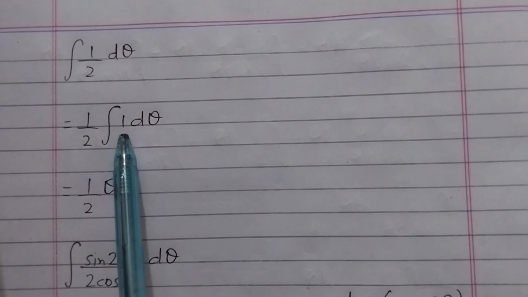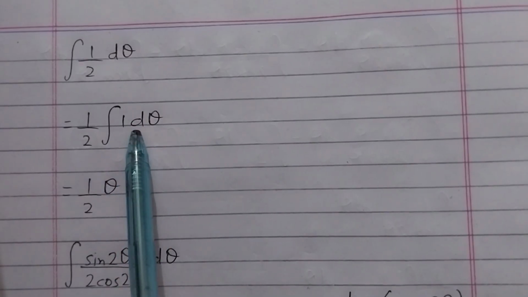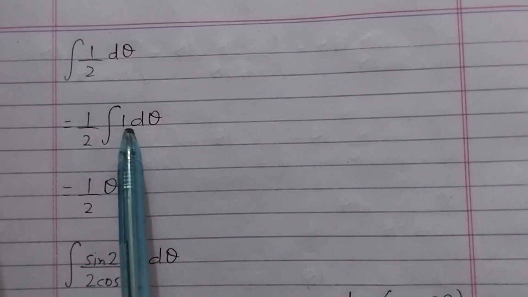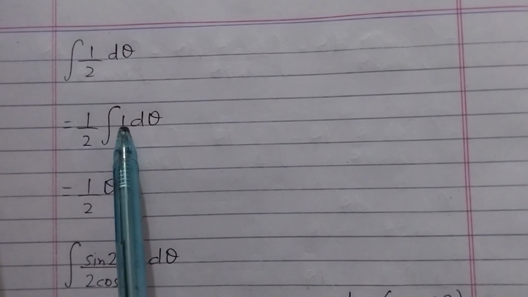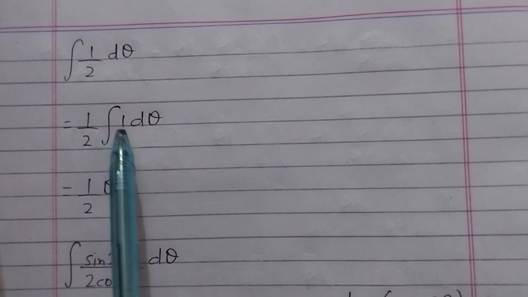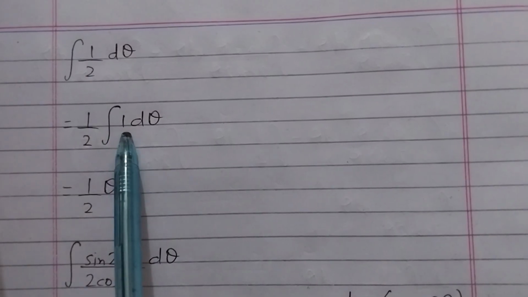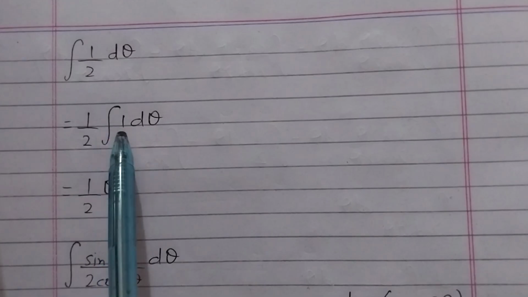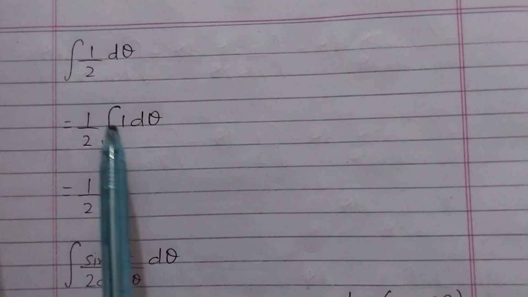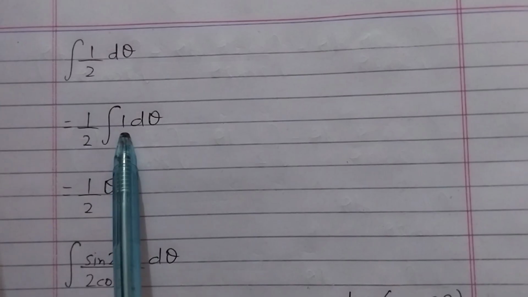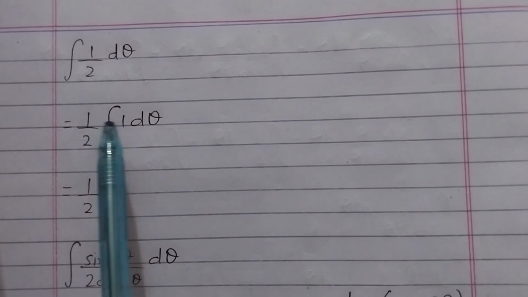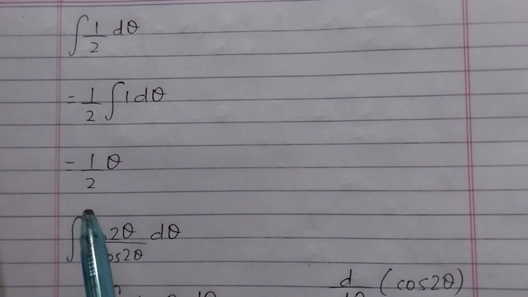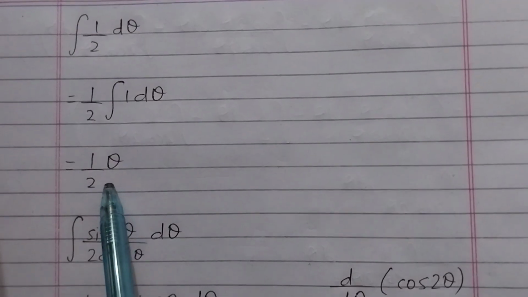And remember, we are integrating this with respect to theta, so the variable is theta. So there needs to be a function of theta, or an expression involving theta, which has the derivative equal to 1, and that expression is just theta. When we take the derivative of theta with respect to theta, the derivative is simply 1. So the antiderivative will be theta. So 1 over 2 theta will be the antiderivative.